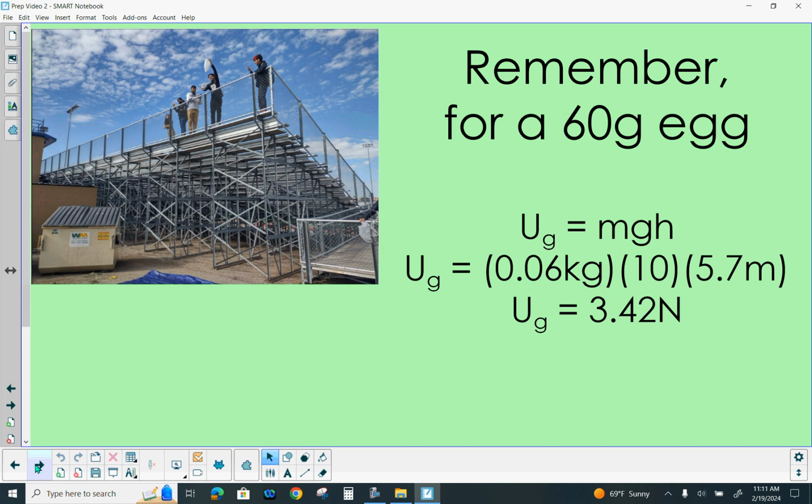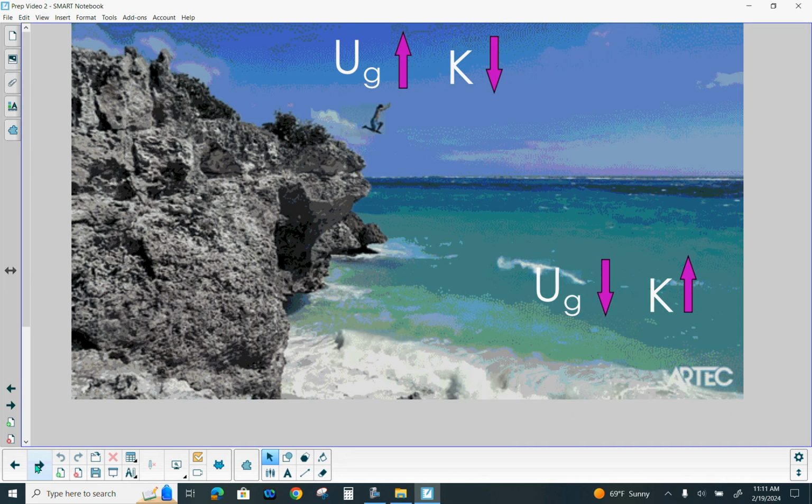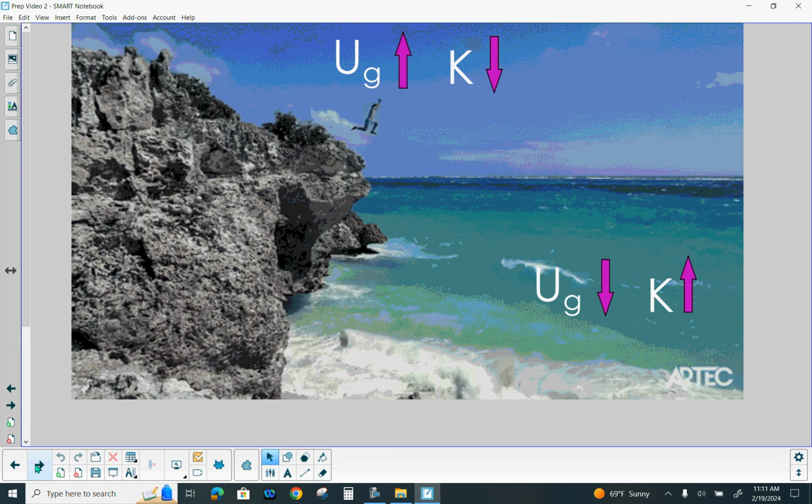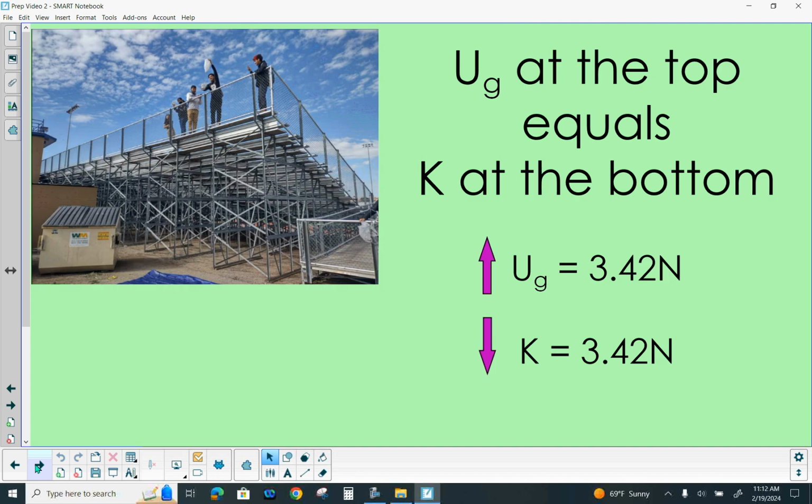So remember, for a 60-gram egg, the potential energy equation, mass times gravity times height, will look like this, giving us 3.42 newtons of energy. That potential energy will be converted to kinetic energy as it falls. Remember, the potential energy is at the top. The kinetic energy will be developed as it falls to the bottom. So if the potential energy at the top is equal to 3.42 newtons, that means the kinetic energy at the bottom will be the same amount.